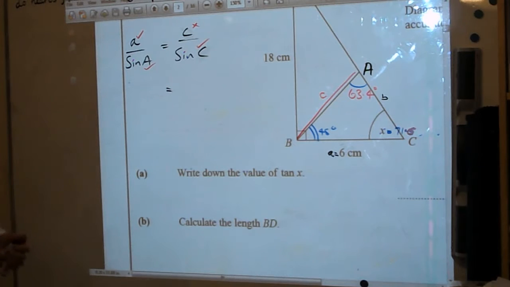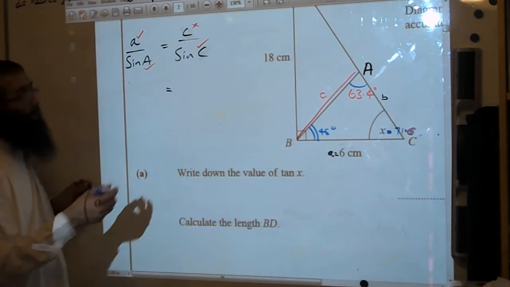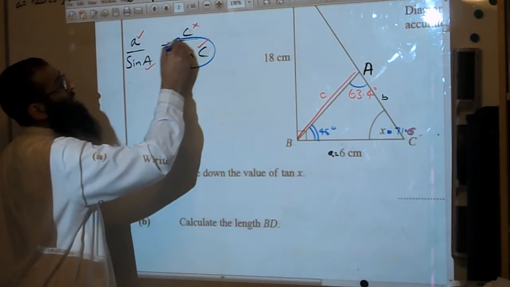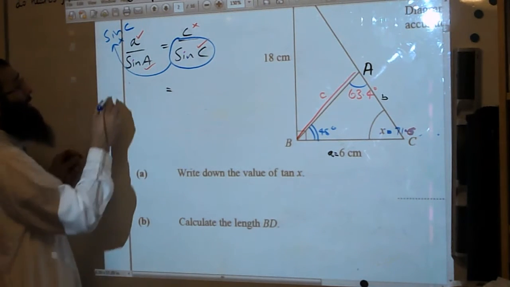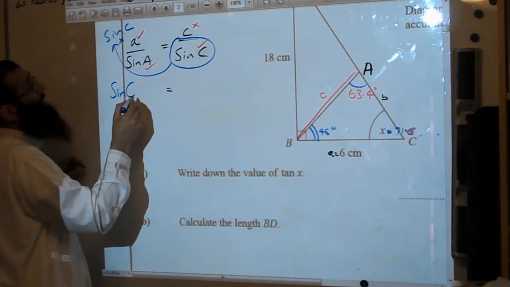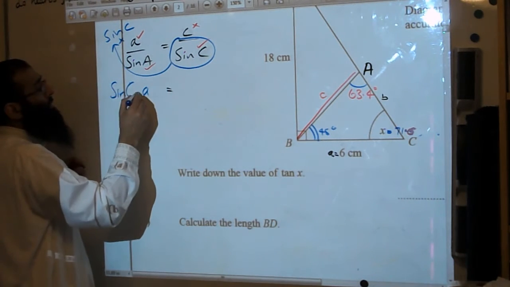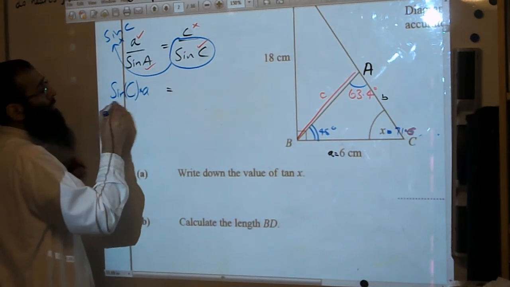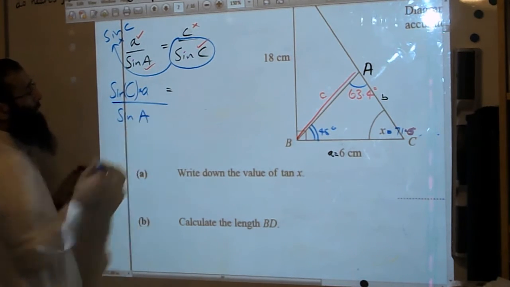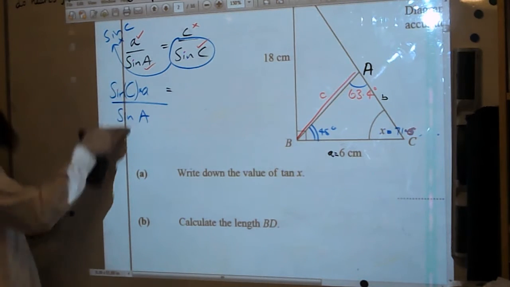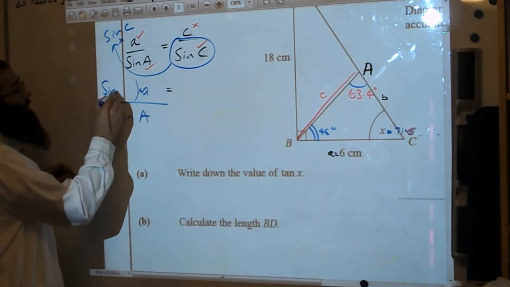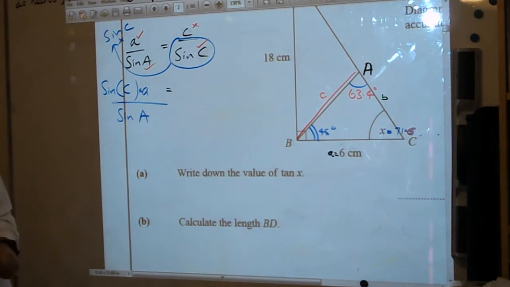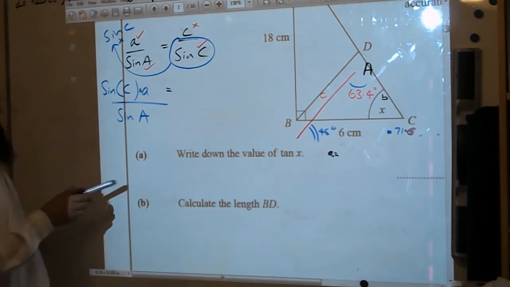So, how do I make C the subject on the right hand side? What do I do with the sine C? Multiply with the A. The opposite of divided by sine C is times, on the top. So if you rewrite it, it will look like this: sine of C times A, divided by sine of A. That stays as is, and that will give you the value of C.